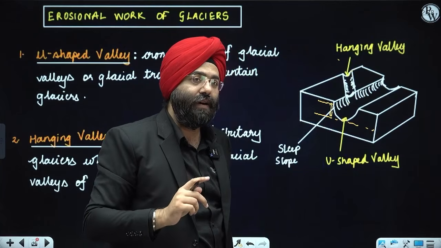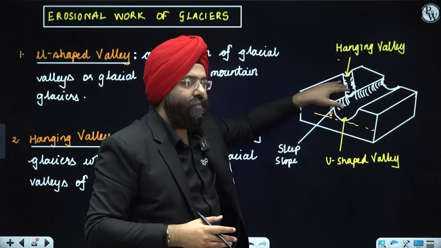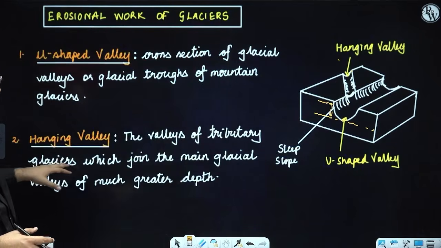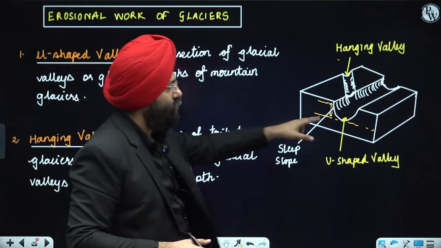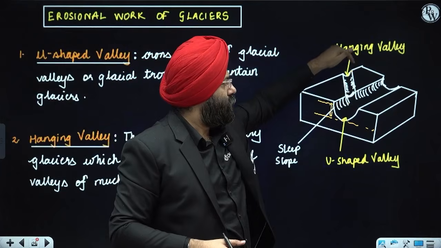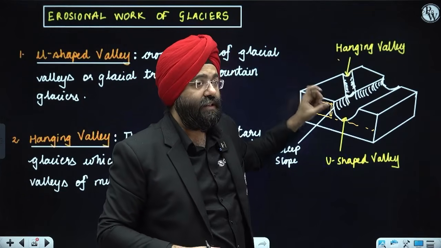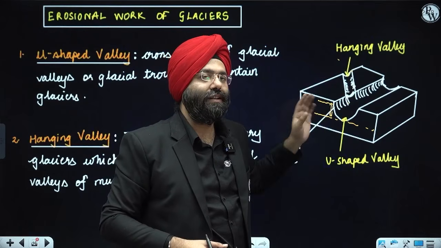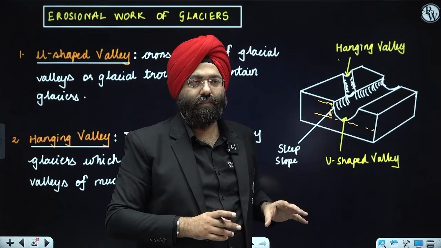And this is done by what? The smaller glaciers which were trying to join the major glacier. So a valley of tributary glaciers which join the main glacier at much greater depth. So this U-shaped valley is of a greater depth. Slowly, what would have happened? If erosion had continued, possibly the depth would have increased, but by that time the depth of this would have also increased because this is a major glacier. So when you see this, you see a hanging structure that is formed. Clear? Okay.